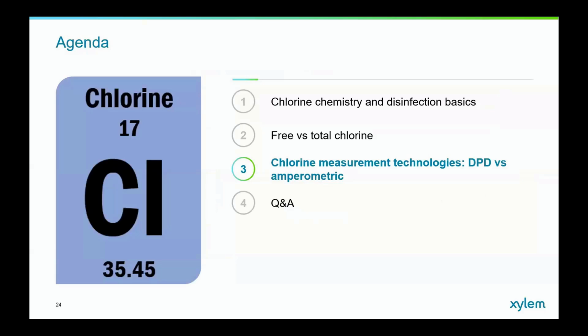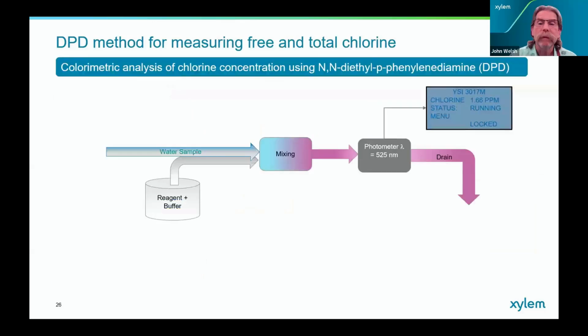So now let's move on to part 3, the chlorine measurement technologies, DPD versus amperometric. I will start with the DPD part of the presentation. Here we go. All DPD analyzers are based on the principle of colorimetric analysis for the determination of chlorine concentration using N,N-diethyl paraphenylene diamine, or DPD, as the reagent. I will be talking today specifically about the YSI Model 3017M.